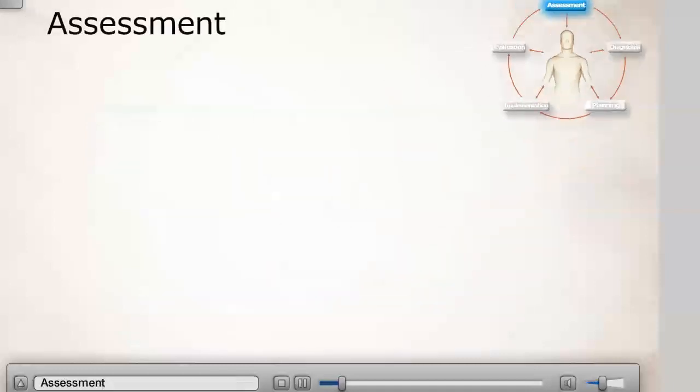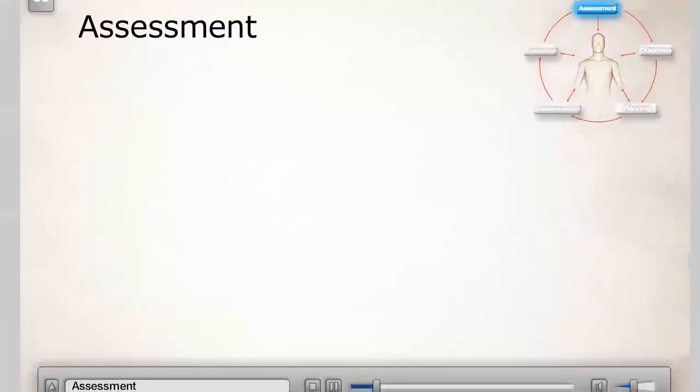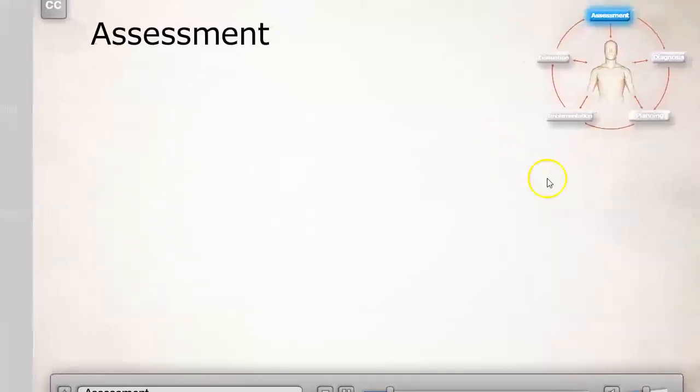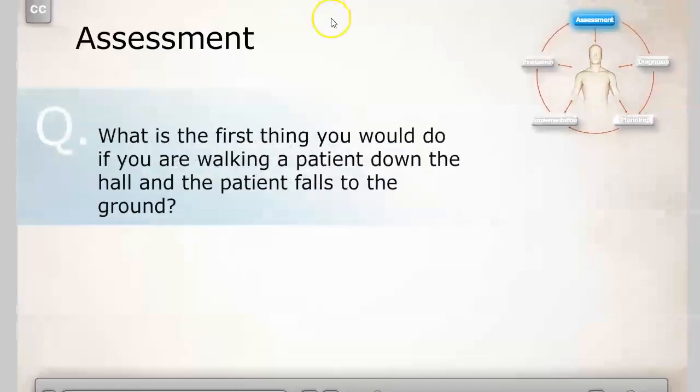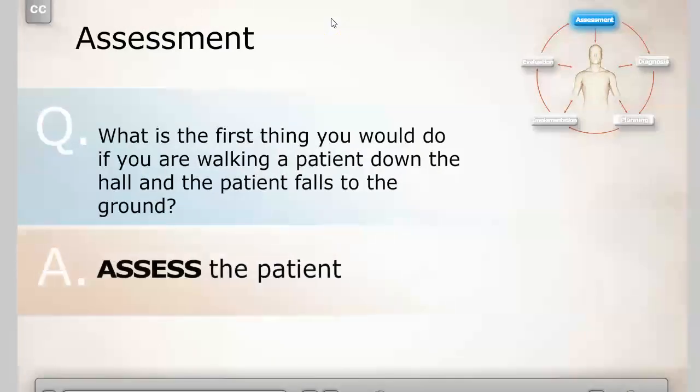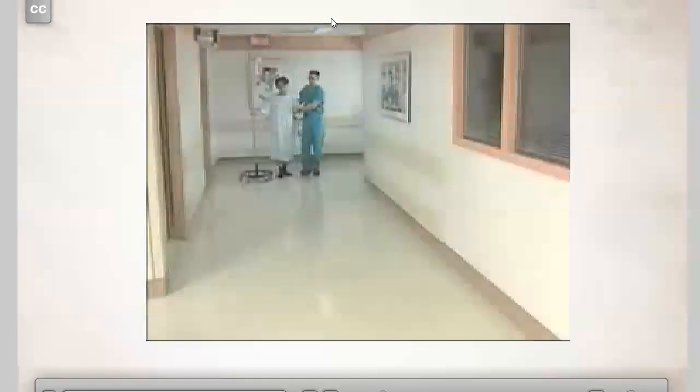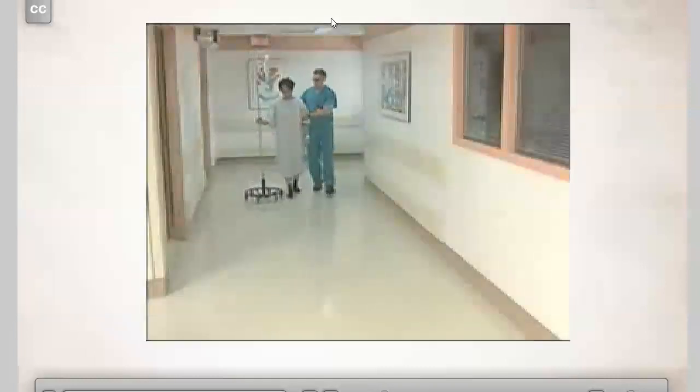You all are CPR certified and therefore have been instructed in the use of an automated external defibrillator or AED. Since this material is familiar to you, we will look at the nursing process in terms of deciding to use an AED. What is the first thing you would do if you were walking a patient down the hall and the patient falls to the ground? Right. Assess the patient. What would you assess for? What do AED guidelines say to assess? Let's check this video to see if we are doing it right.